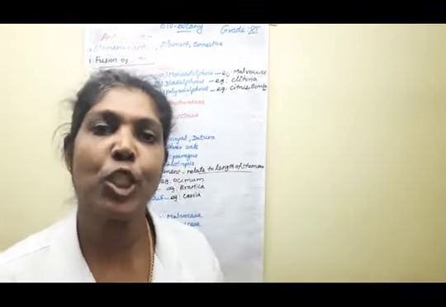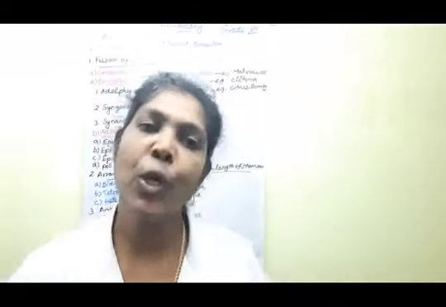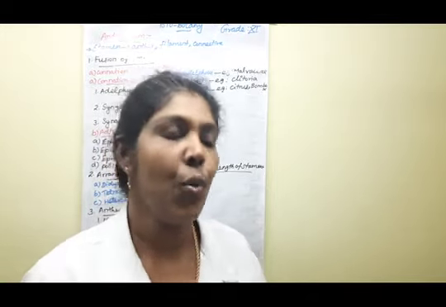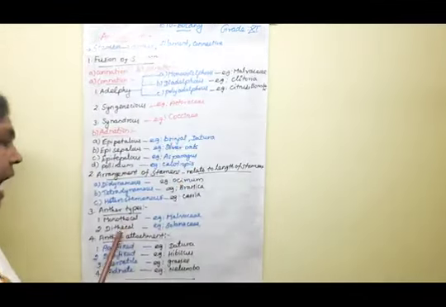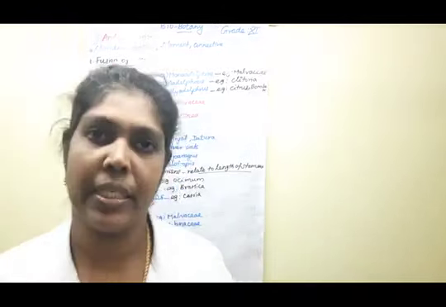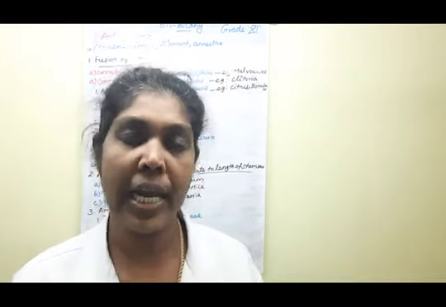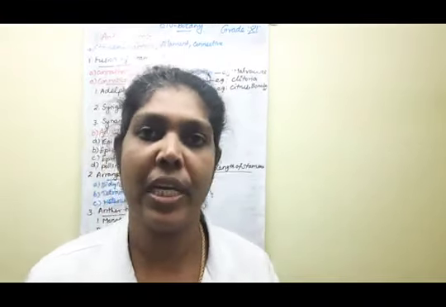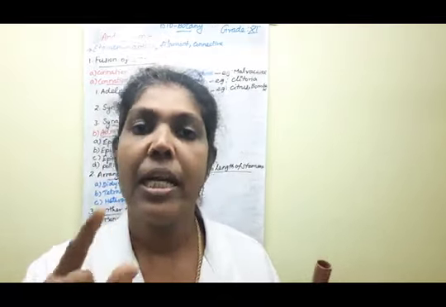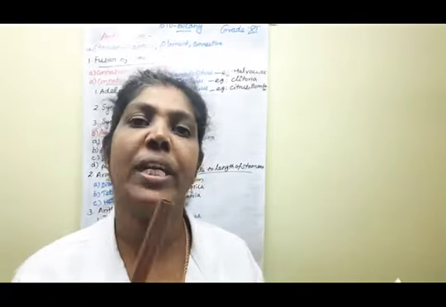Next, anther types. Anther types are mentioned in two types, children. One is monothecous and another one is dithecous. Monothecal and dithecal. Monothecous or monothecal, dithecous or dithecal. Clear? Whatever you say is right.